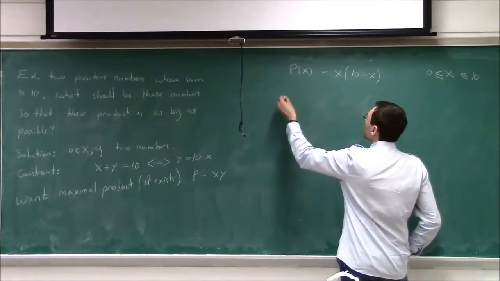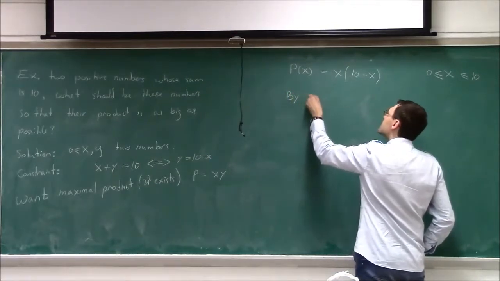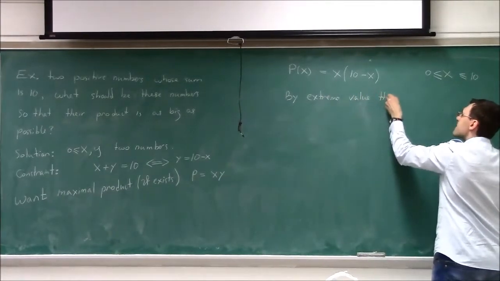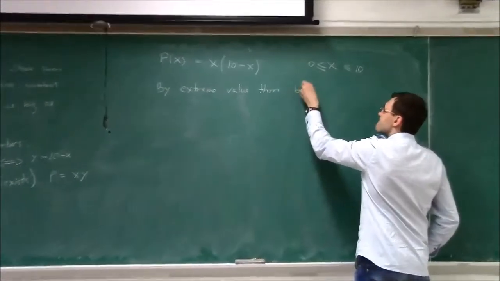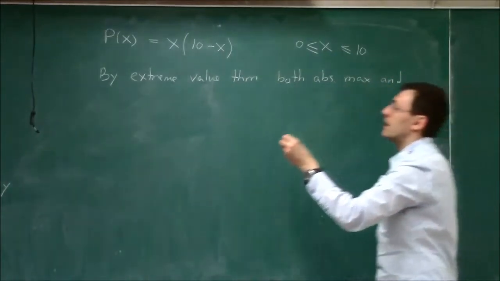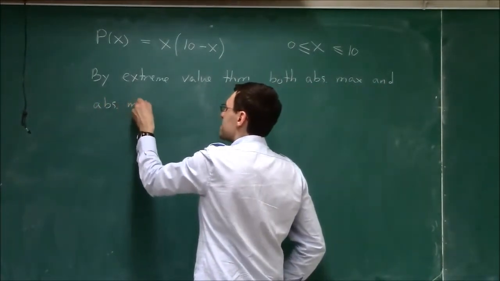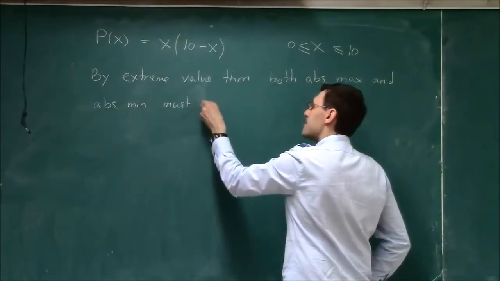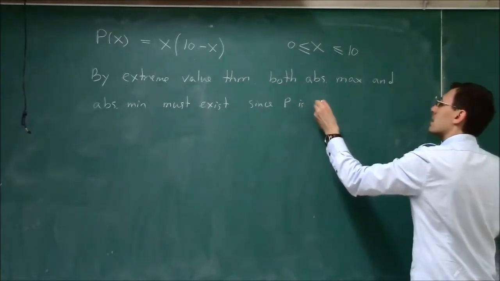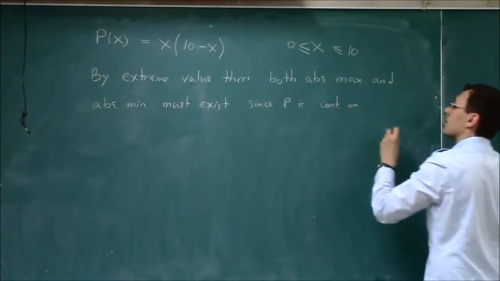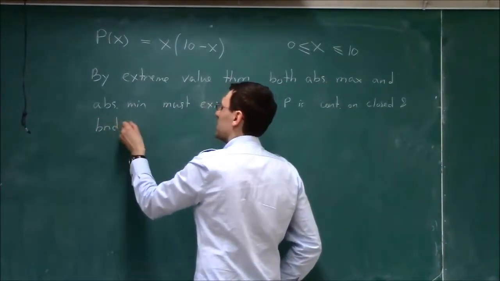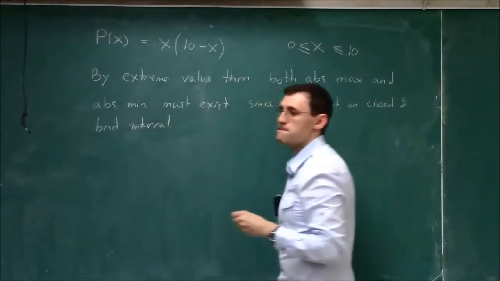So, first of all, by the extreme value theorem, both an absolute max and an absolute min must exist, since P is continuous on a closed and bounded interval. Okay? That's the very first observation.